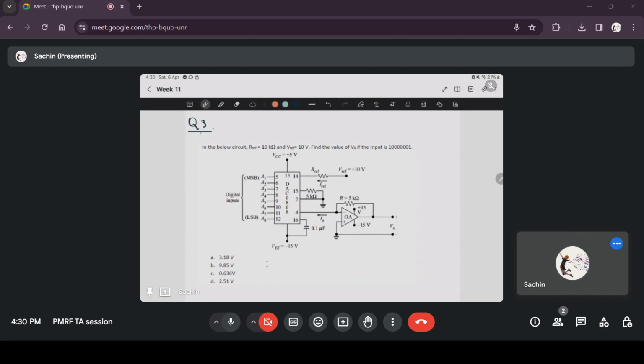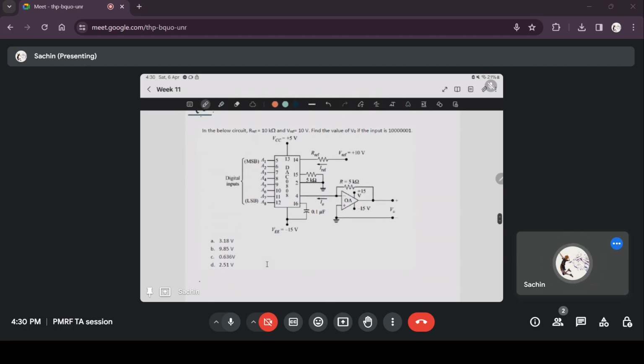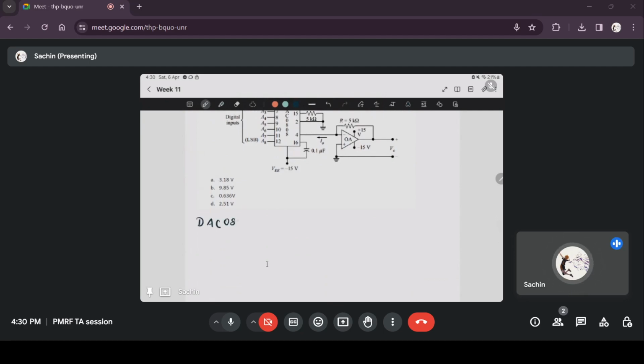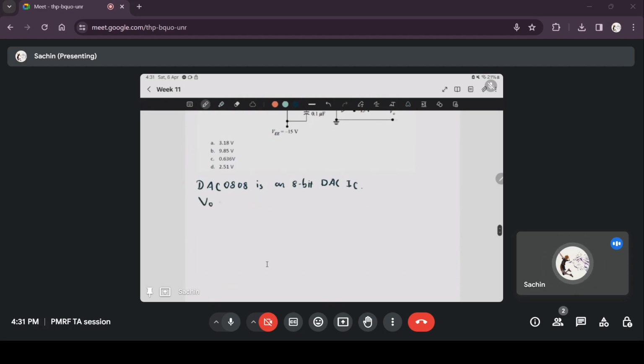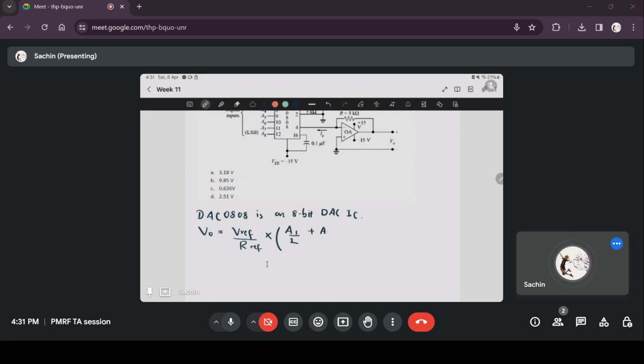First thing, this IC DAC 0808 is an 8-bit DAC IC, and the output voltage is Vref by Rref into A1 by 2 plus A2 by 4 plus etc. plus A8 by 256 into R.